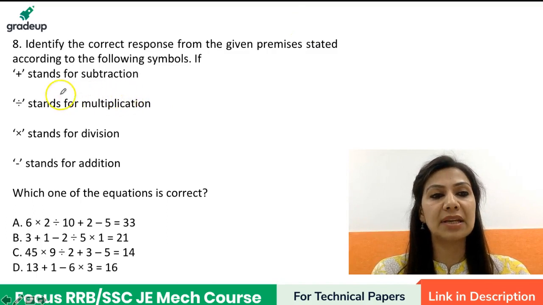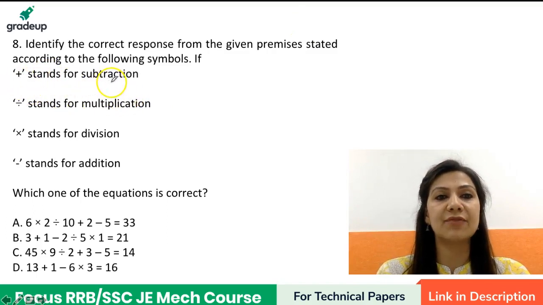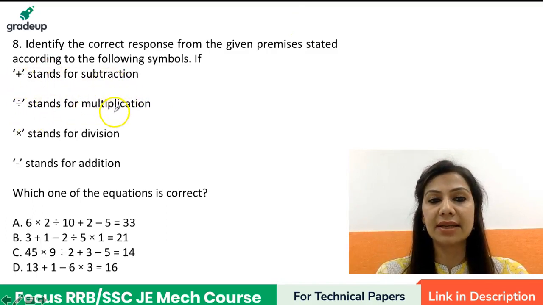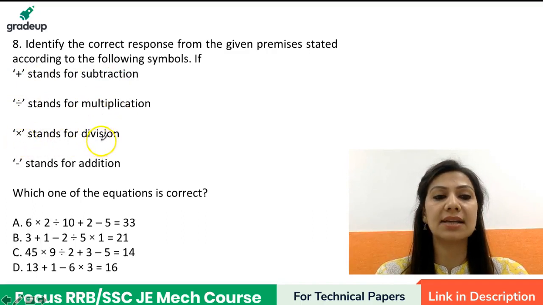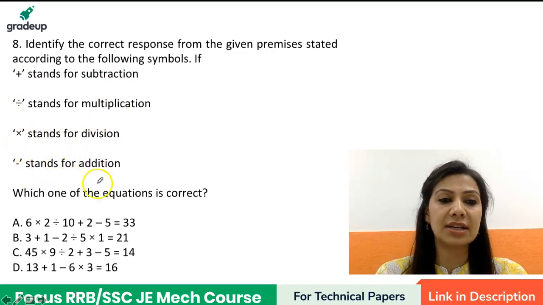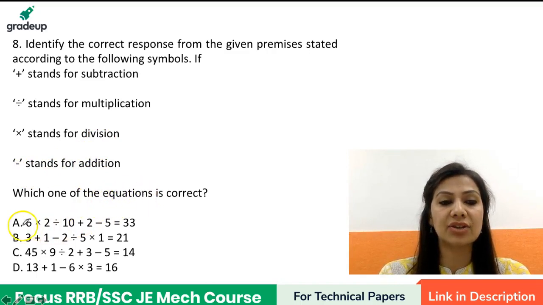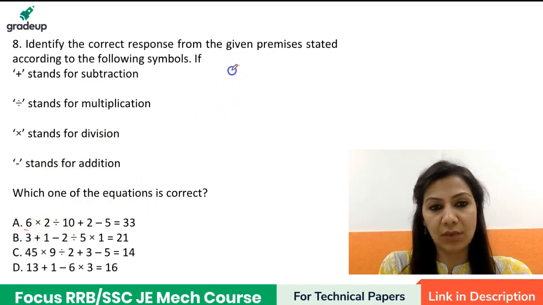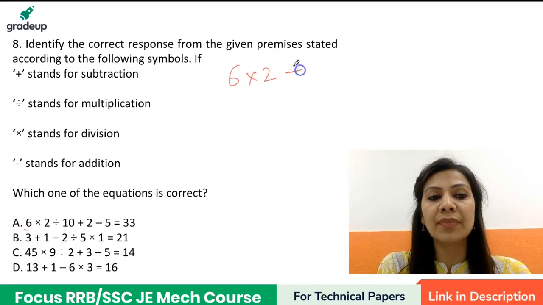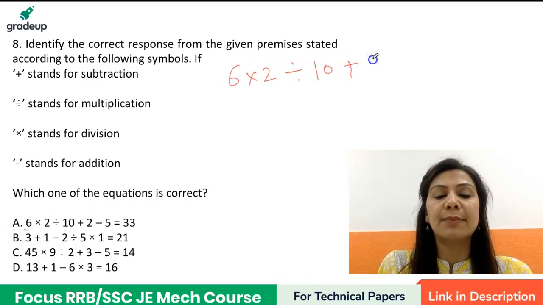So this is the next question. You are having the meanings of some symbols. Plus stands for subtraction, divide indicates multiplication, multiply indicates division, and minus indicates addition. You have to select which equation is correct. So let's check out the very first equation. Equation is 6 multiplied by 2 divided by 10 plus 2 minus 5 equals 33.